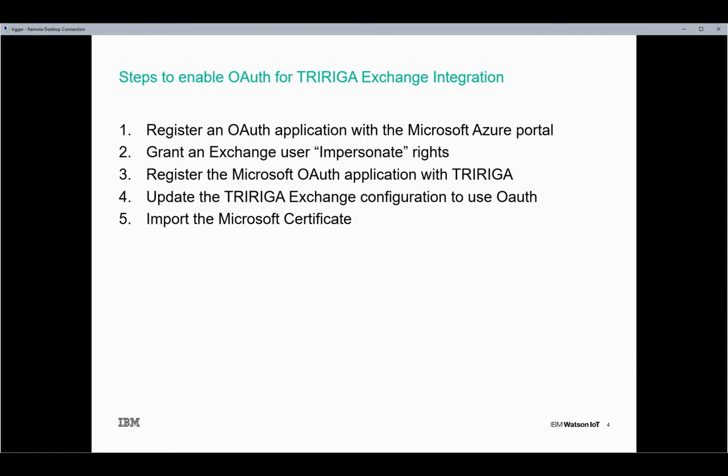There are five steps that will be covered. Registering an OAuth application with a Microsoft portal, granting an Exchange user impersonate rights for use with OAuth in the Exchange admin console, registering the Microsoft OAuth application with TRIRIGA, updating the TRIRIGA Exchange configuration to use OAuth, and possibly importing the Microsoft Signer certificate into the TRIRIGA application server.